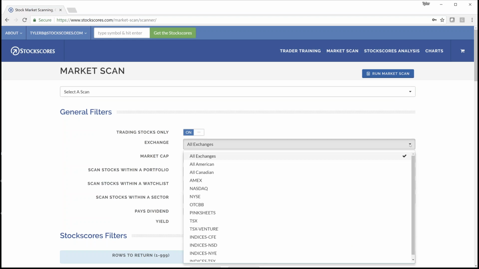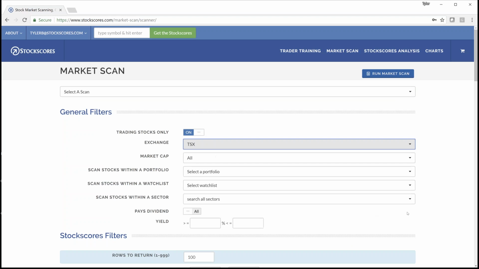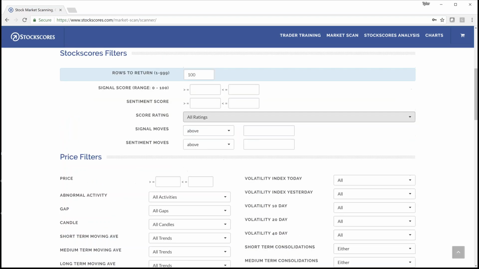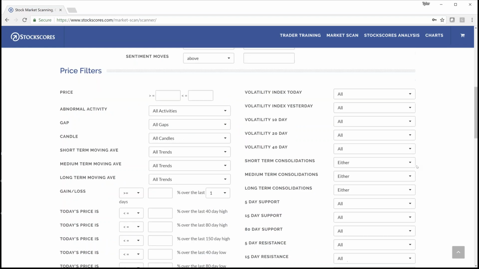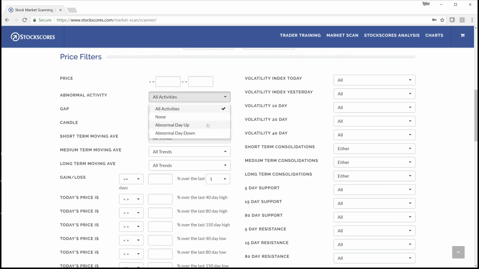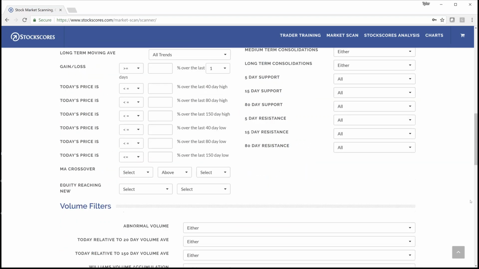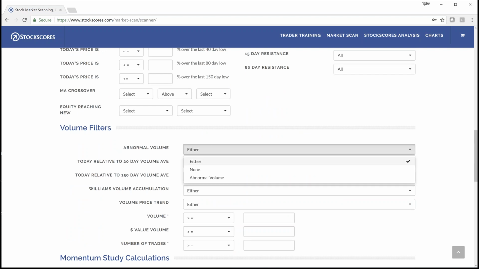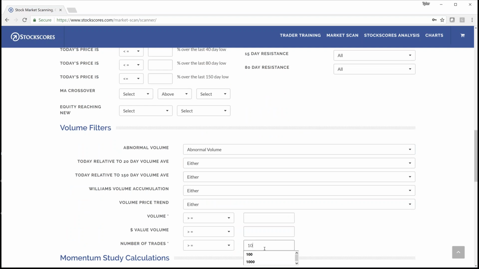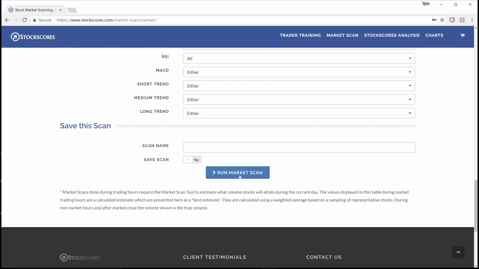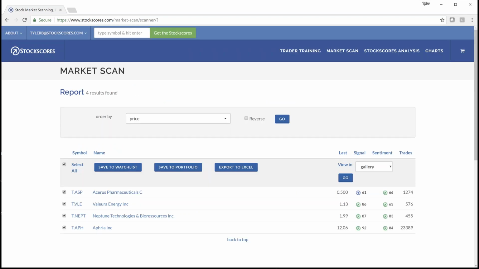You could say, show me all the stocks on the Toronto Stock Exchange that have a sentiment score greater than 60, made an abnormal day to the upside today, and traded abnormal volume. And in the interest of ruling out things that aren't very liquid, say it trades at least 100 times, and just click on Run Market Scan, and it will give you the stocks that did that.